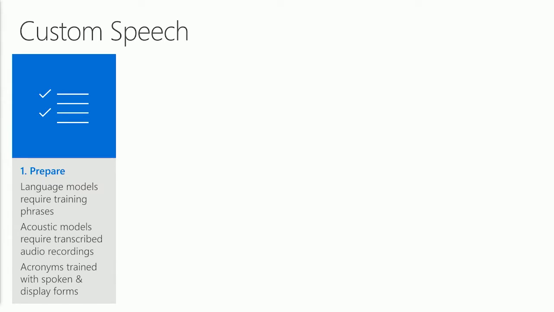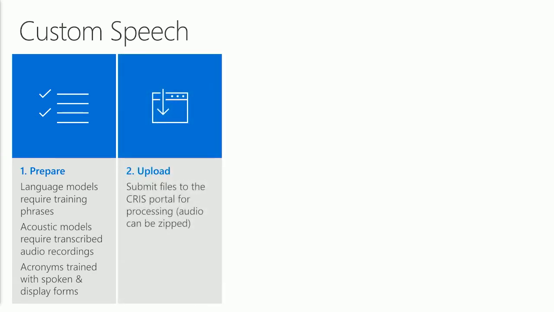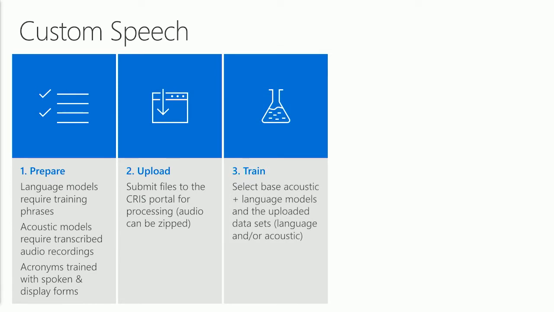Now, at this point, I should point out that we don't actually have to do both, right? If you don't have a whole bunch of recordings handy of your users talking to your application, that's fine. Don't worry about it. We can just provide the language data. And conversely, you can just put acoustic data in if you don't happen to have the language data. So it's very easy to get started with this service. So once we have that data, we upload it into the web portal. We click train, and it's going to build a model for us.